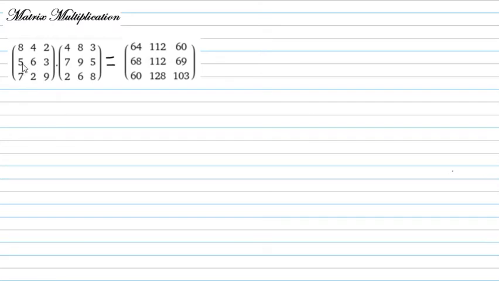However, this time it's the scalar values from this row that will determine it. So the scalar values of this row determine this row, the scalar values of this row determine this row, and the scalar values of this row determine this row. So this row here will be 5 times this row plus 6 times this row plus 3 times this row. This row will be 7 times this row, 2 times this row, plus 9 times this row.